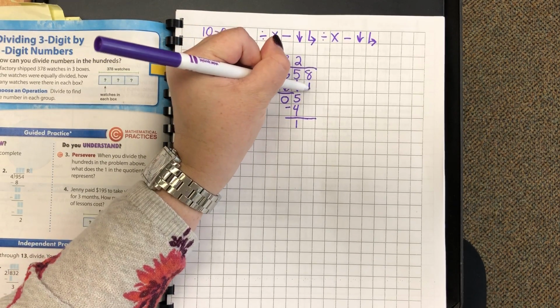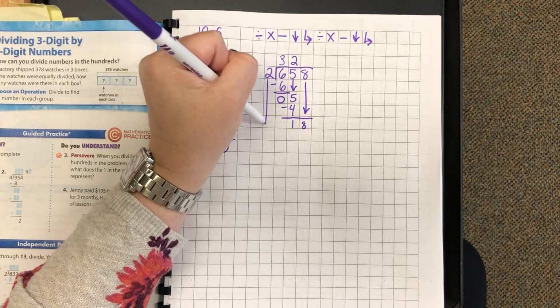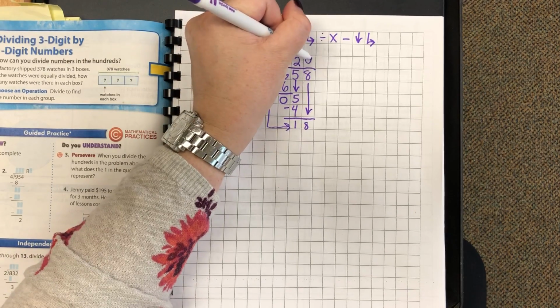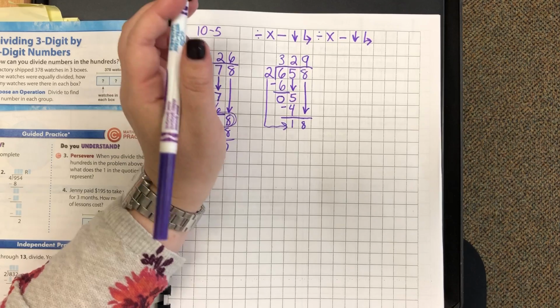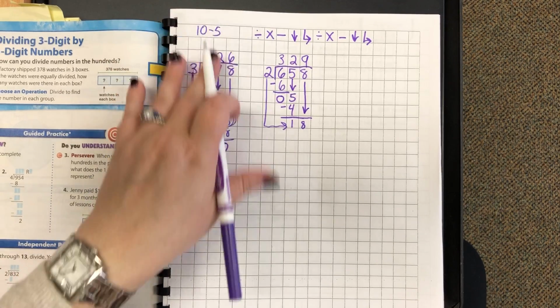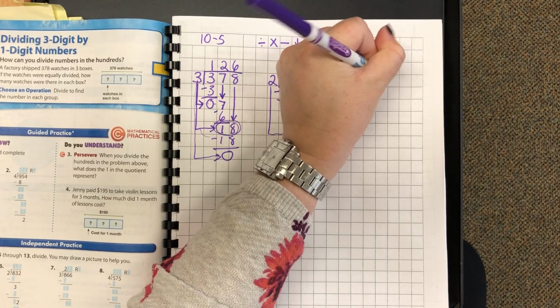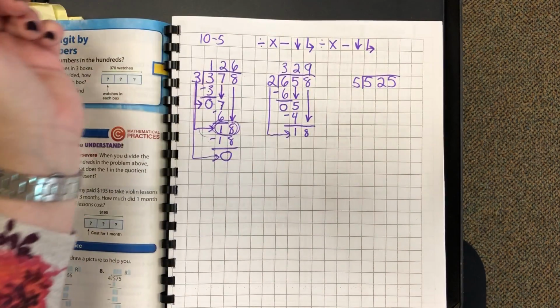And now it's the 8's turn. Bring it down. Now I'm making 2 go into 18, because 9 times 2 is 18. Now, there's something I want to show you. Let's do 525 divided by 5.